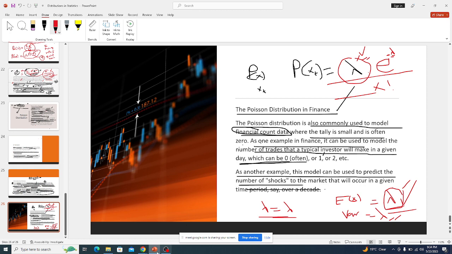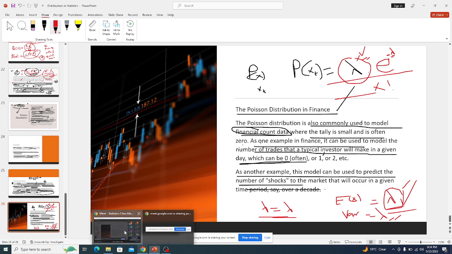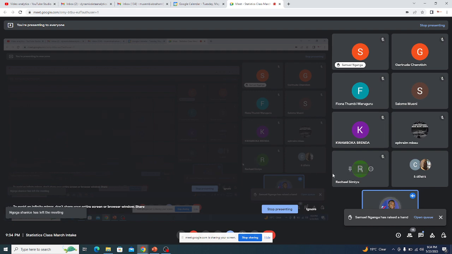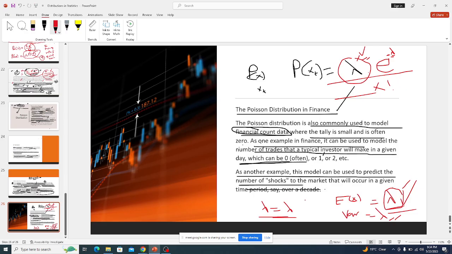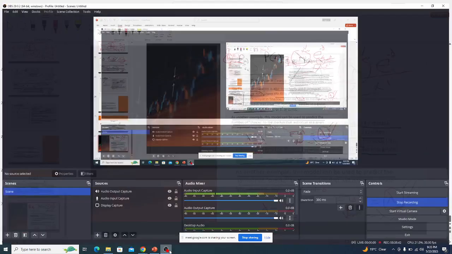Yes, there is someone with a question. So before maybe you can ask, that's all about the Poisson distribution. Then tomorrow we shall do the practicals for normal distribution, for binomial distribution, and for Poisson distribution, since Bernoulli distribution is the same as binomial distribution when n is equal to 1.